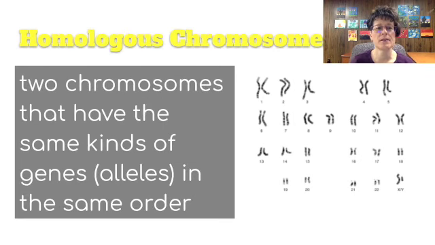On this karyotype, we see homologous chromosomes. These are two chromosomes that have the same kinds of genes, alleles, in the same order. So all of these pairs we call homologous chromosomes because they're the same length and they have the same general banding pattern. So we can match them up and we know that they contain the same genes. And where you get the homologous chromosomes from is you get one from your mother, one from your father. Everybody has homologous chromosomes like this.